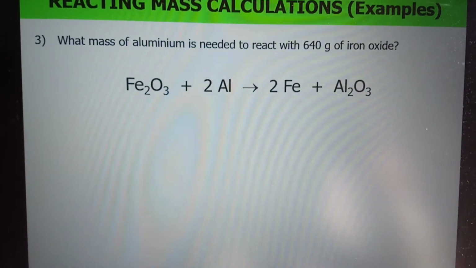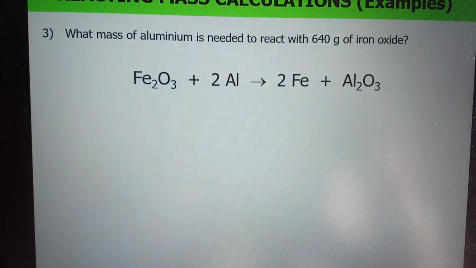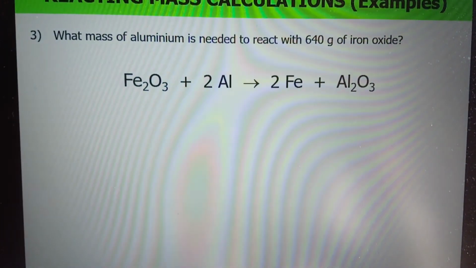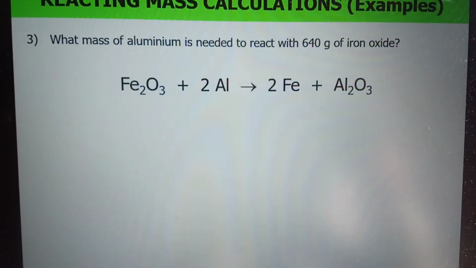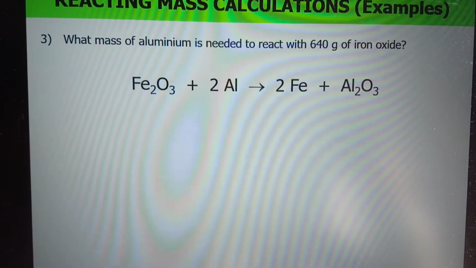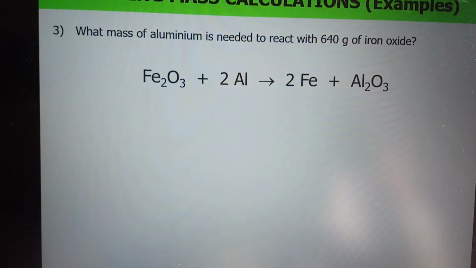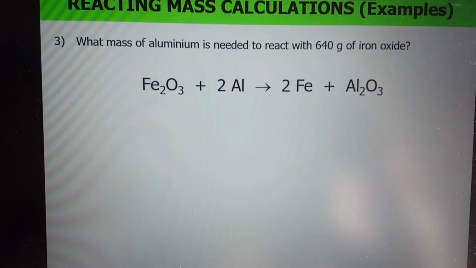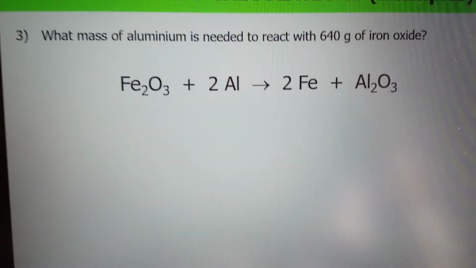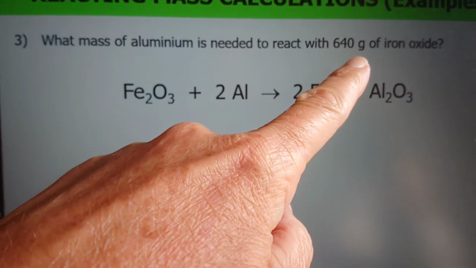Okay, you can either pause this video now and keep working through by yourself, or I will keep talking through these last few ones and then you can have a go at page 2, the reactant mass calculations 2 by yourself. Okay. So what mass of aluminium is needed to react with 640 grams of iron oxide?